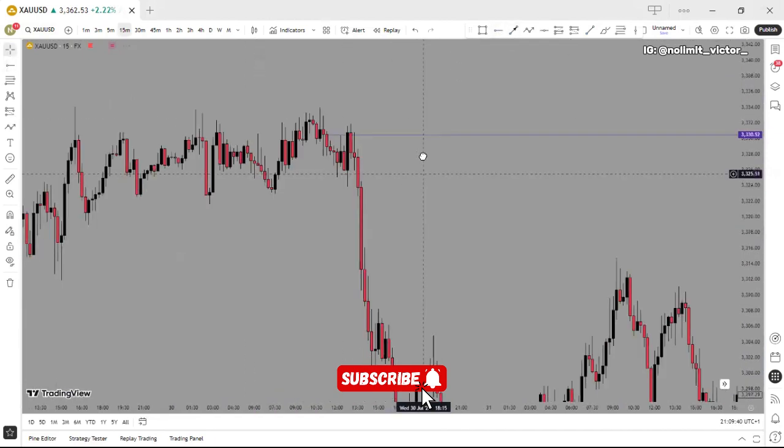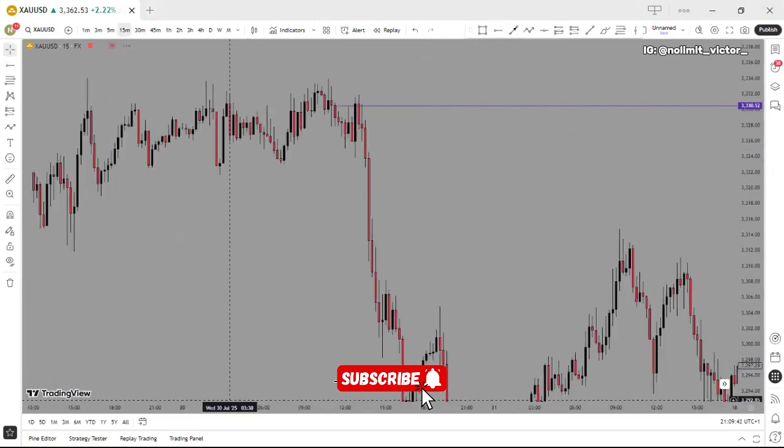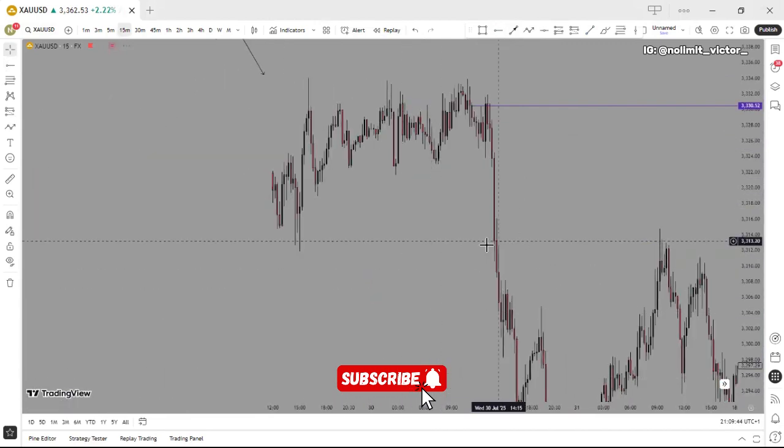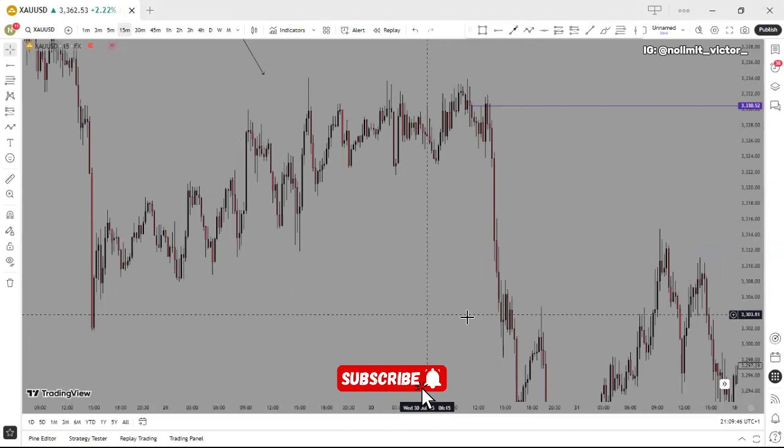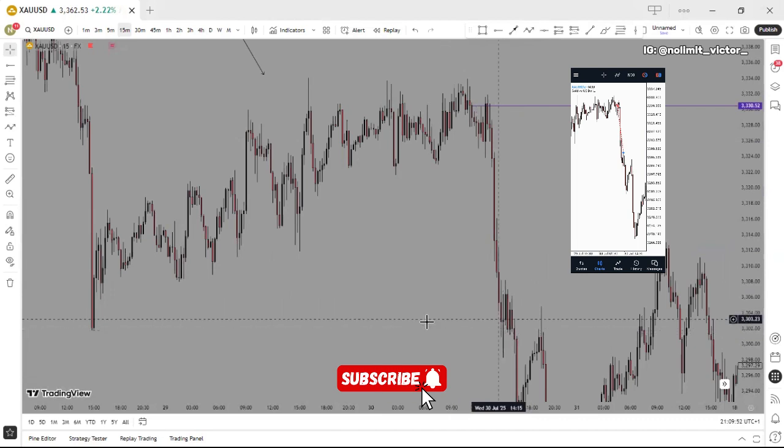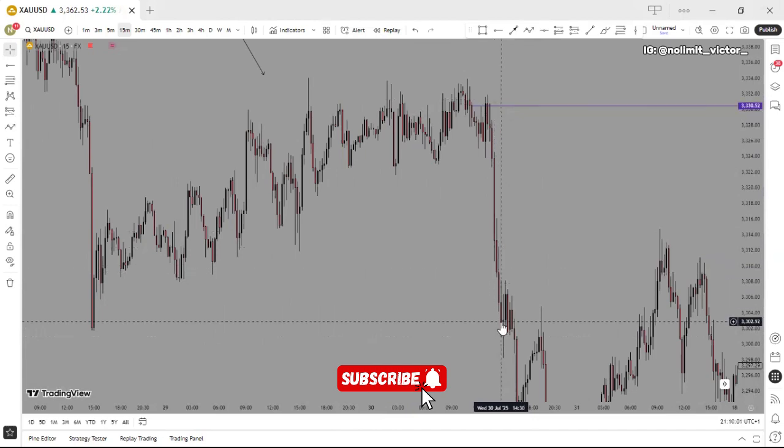So this was my entry. 2 by 4 is somewhere around here, just at the low. I think I have a screenshot, I'll put it up. But just at the low right here, that's why I went out of this trade. So this drop, I cut. The only trade I took this week.